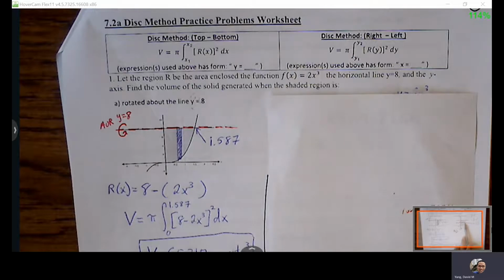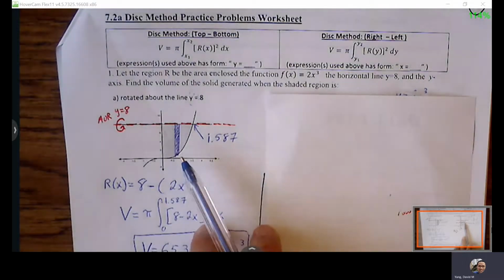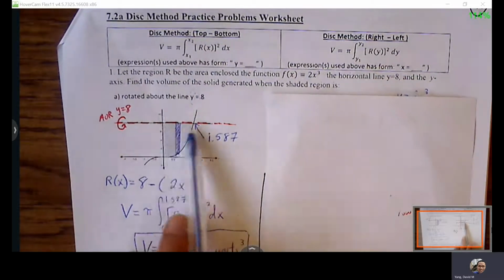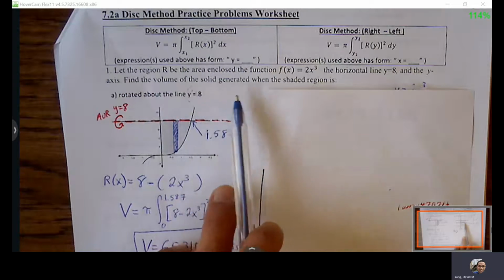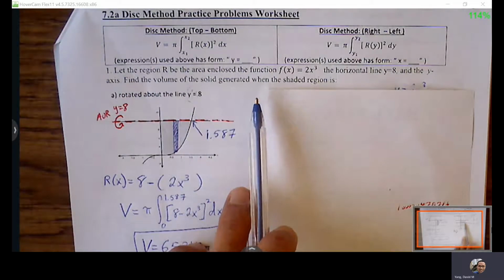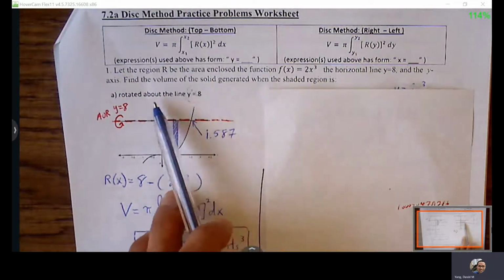So for number 1, we have y equals 2x cubed, that's the curve. We have the line y equals 8, that's the horizontal line. We have the y-axis, which is x equals 0. It says find the volume generated when the shaded region is rotated about the line y equals 8.